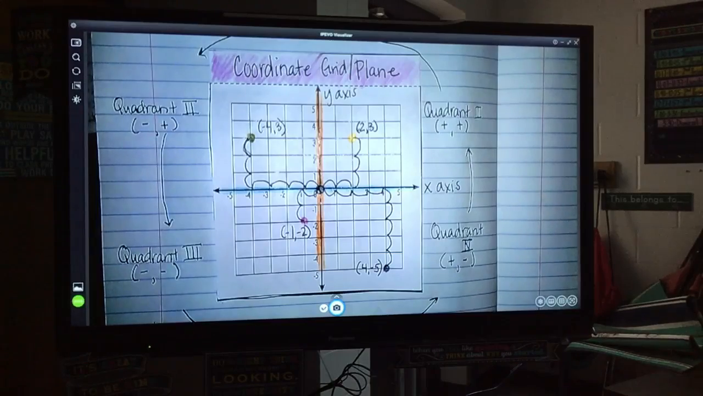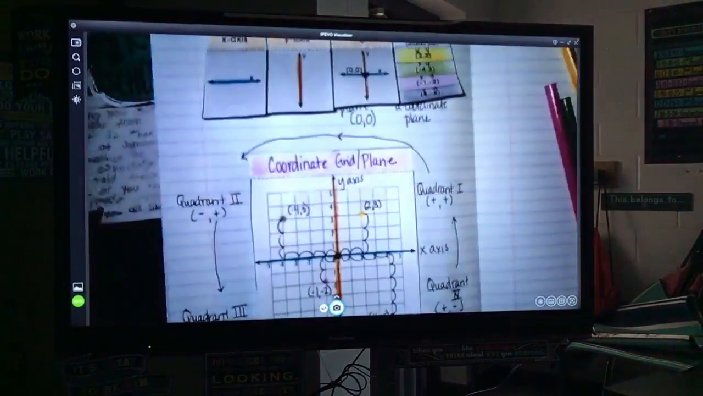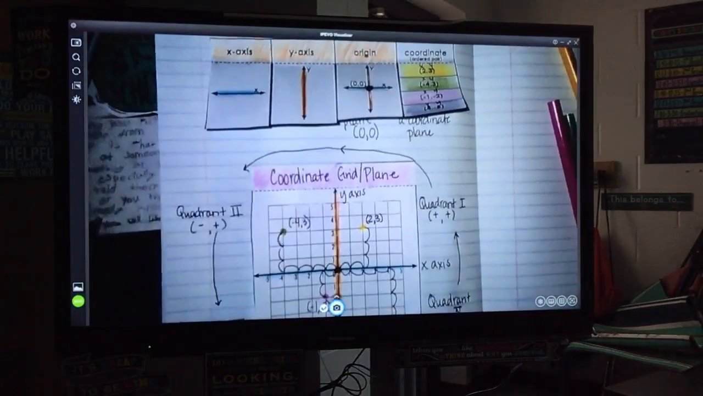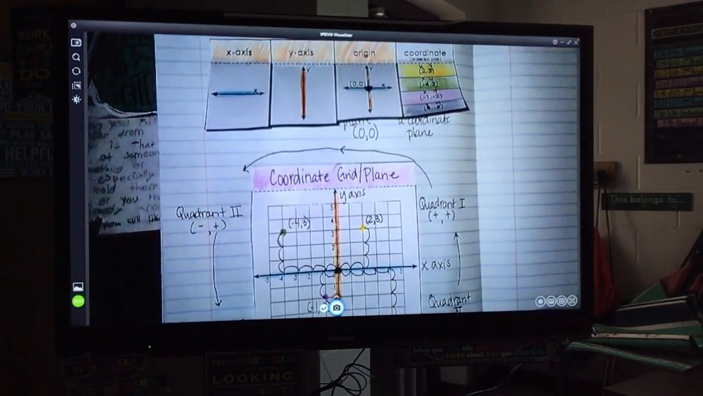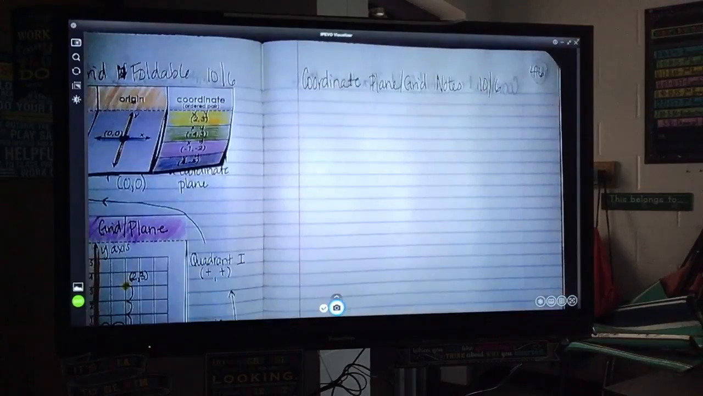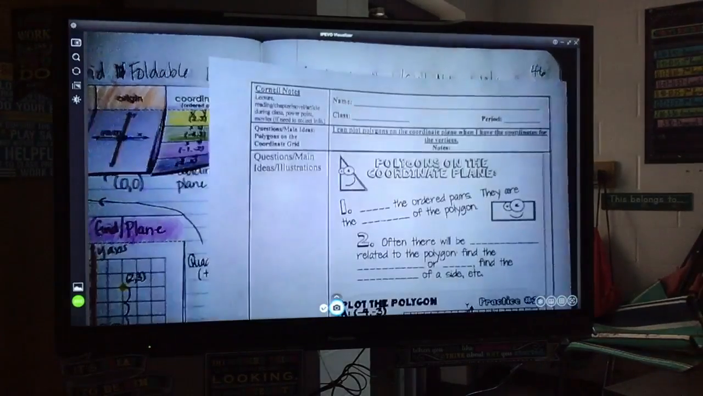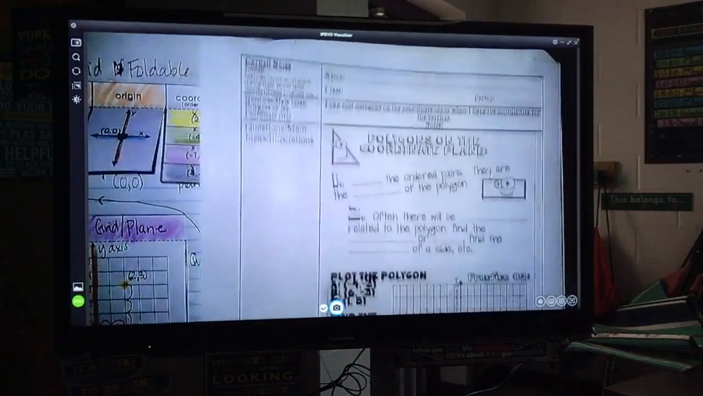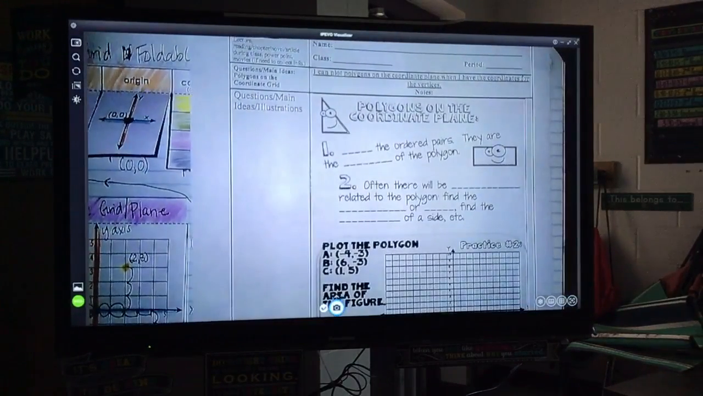Okay, so that was just getting familiar, refreshing our brains on plotting the points and just the information about the coordinate grid itself. Now, slide over to your right page, and that is where we are going to put this information. So this has to do with polygons on the coordinate plane. And we are essentially moving in that direction. You are going to be plotting points, you're going to be forming shapes, and you're eventually going to be finding the area of those shapes. So that's where we're going.